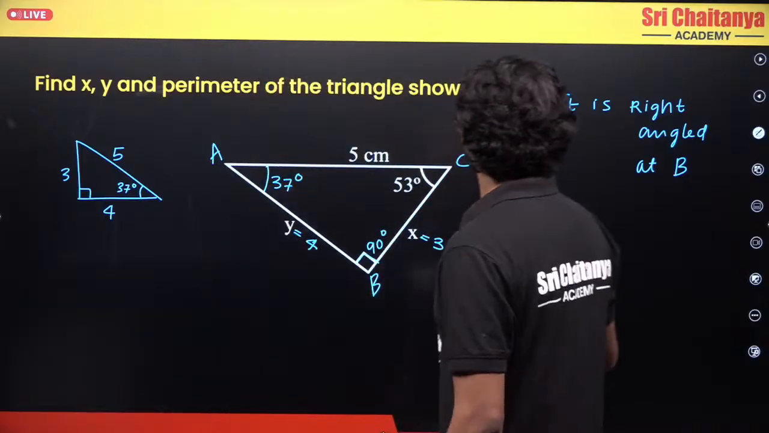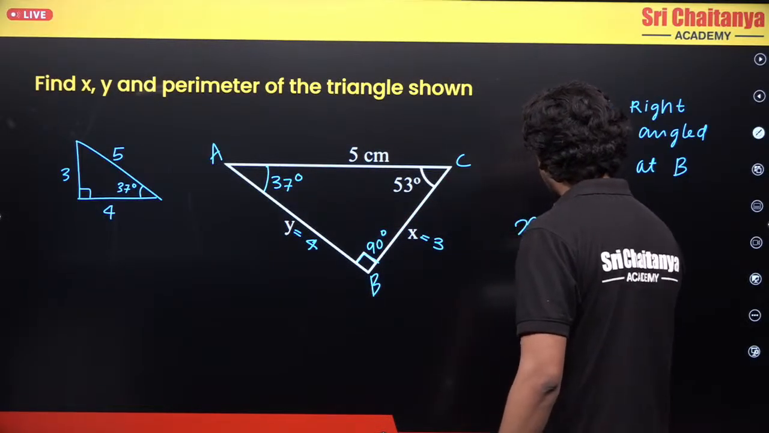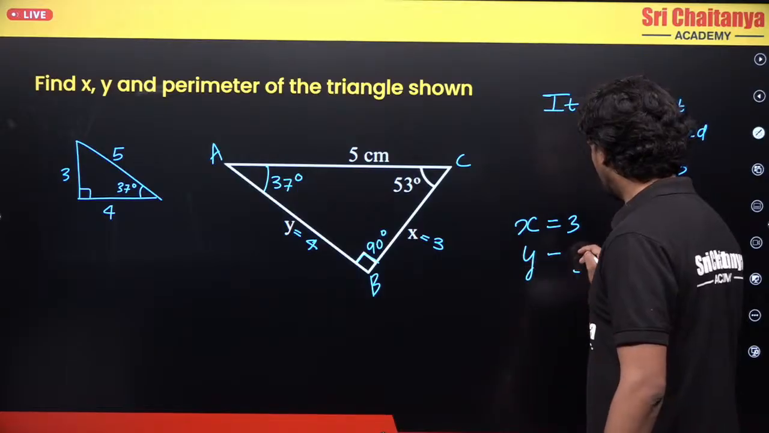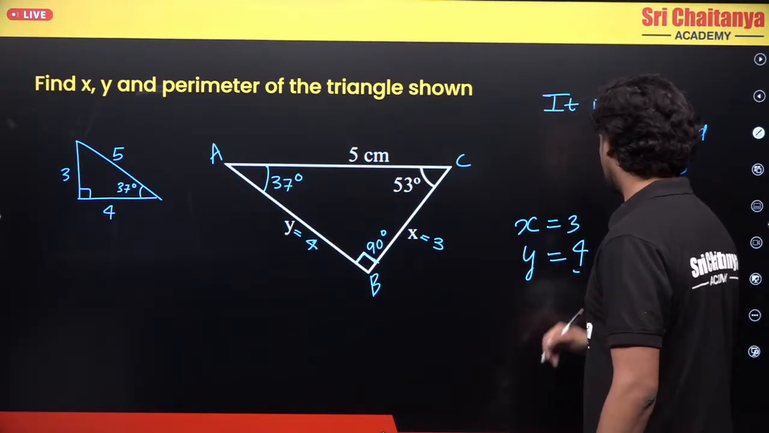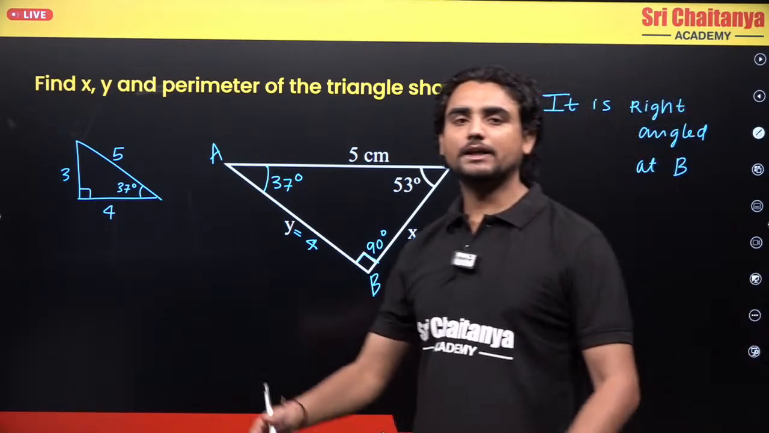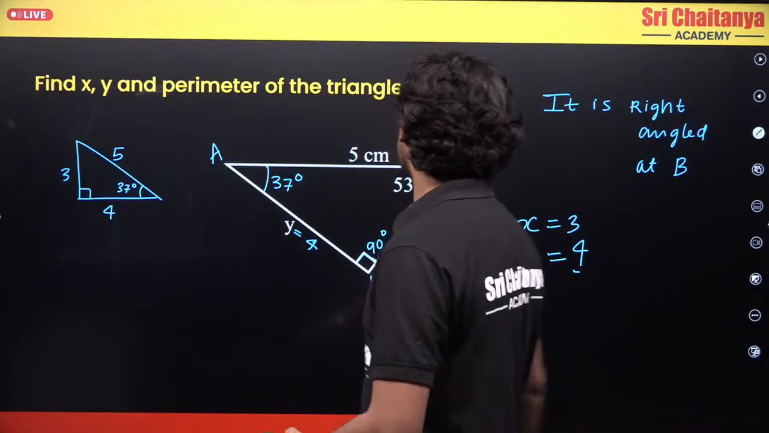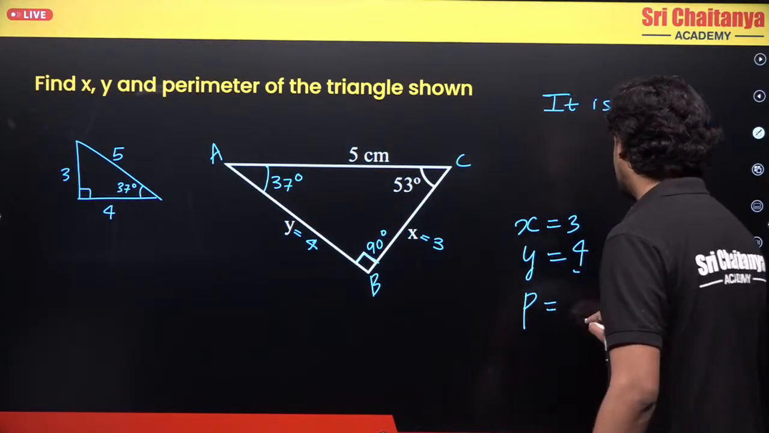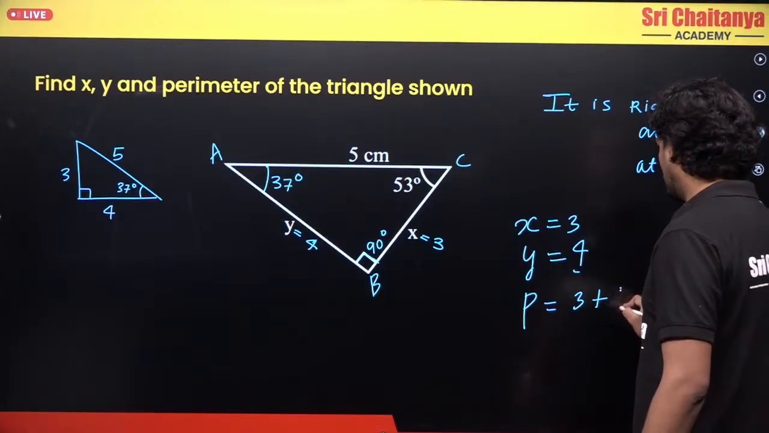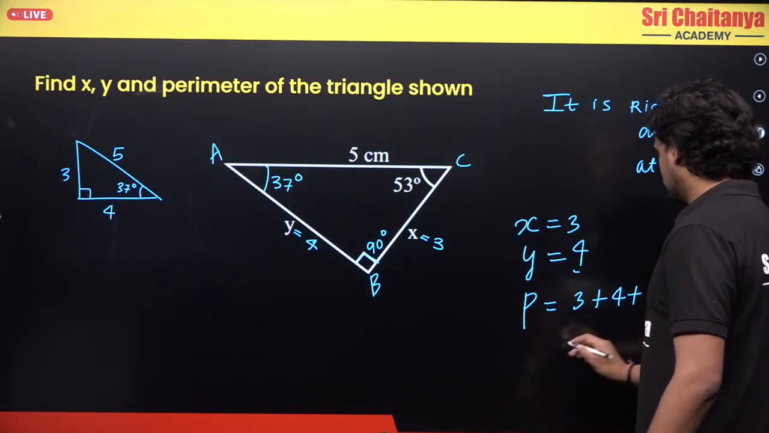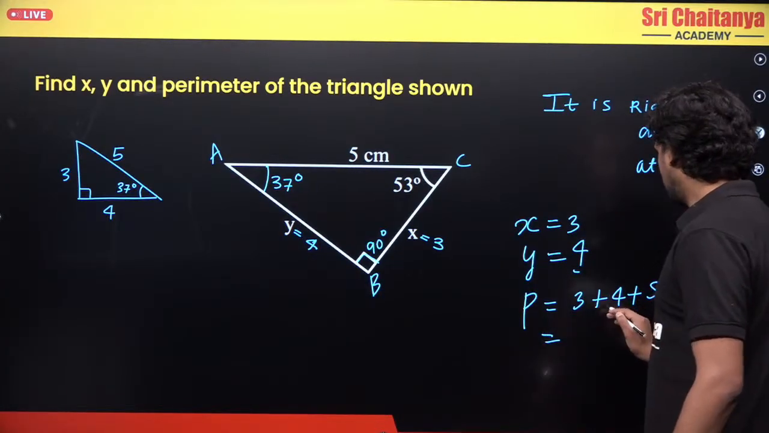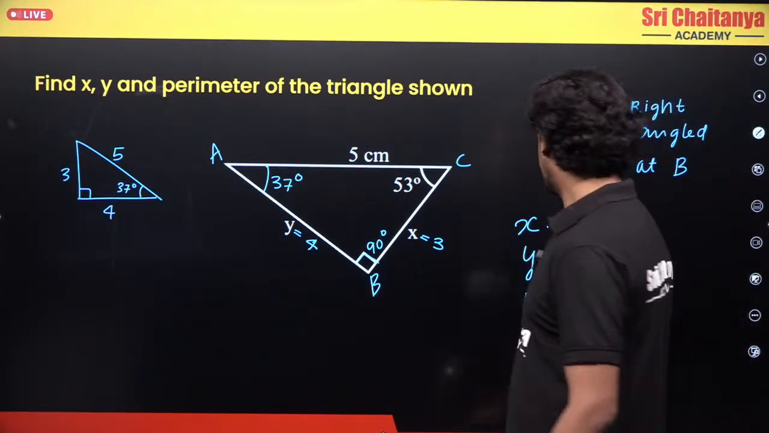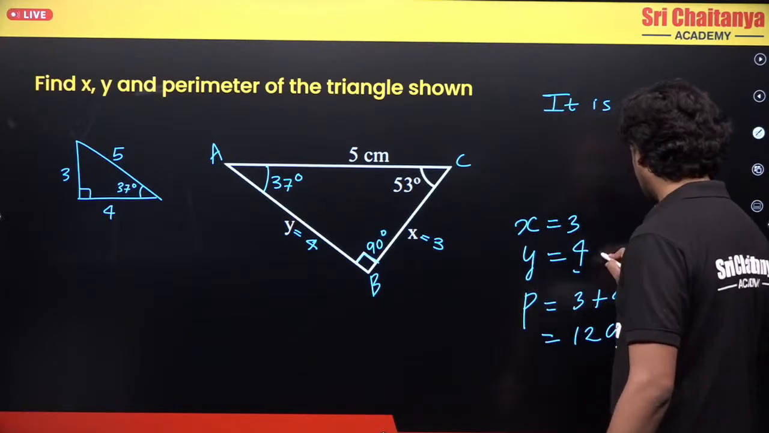So what can I say? Simply I can say that x is equal to 3, y is equal to 4. And what is the perimeter? Perimeter is sum of all the sides. So the perimeter of the triangle, P, is equal to 3 plus 4 plus 5. So this will be equal to how much? 4 plus 5 plus 4, 9, and 9 plus 3, 12. So 12 is the answer, 12 centimeter.